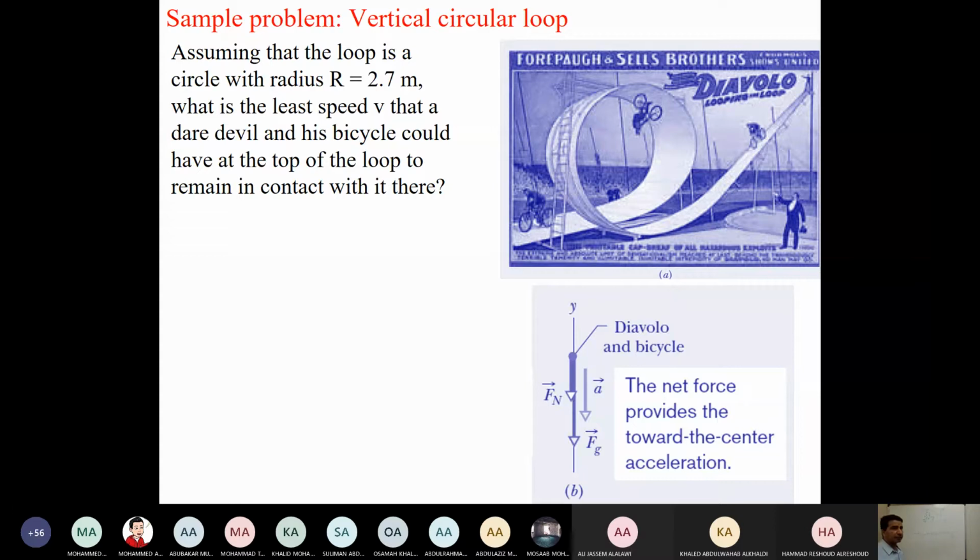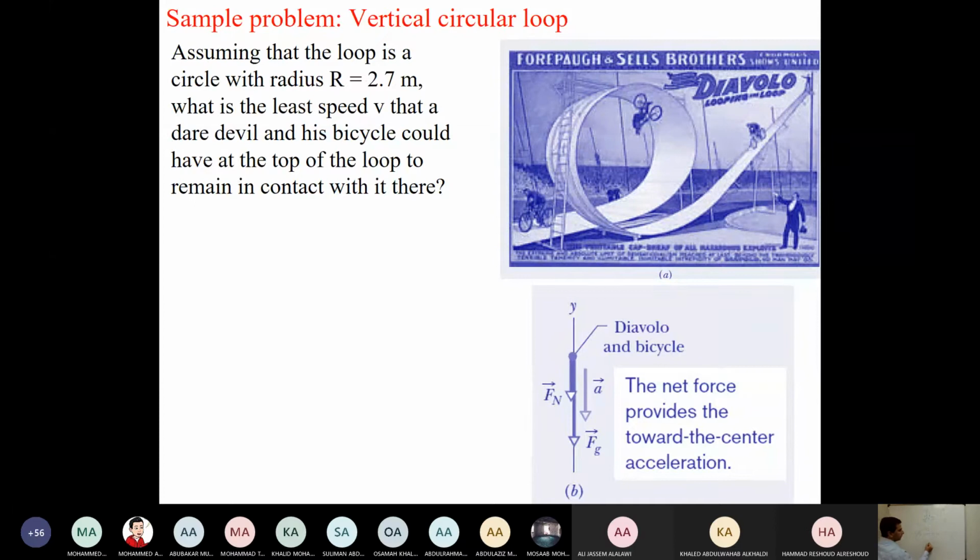But there is one more assumption. They are saying, what is the minimum speed that they can keep the bike just in contact? By the minimum speed, what they actually mean is that when the guy reaches the upper part of the circle, he should be barely touching the surface. He is not applying any force on the circle. And if that was the case, then the surface will also have zero force applied on the person as a result. So in that minimum condition, this Fn is zero.